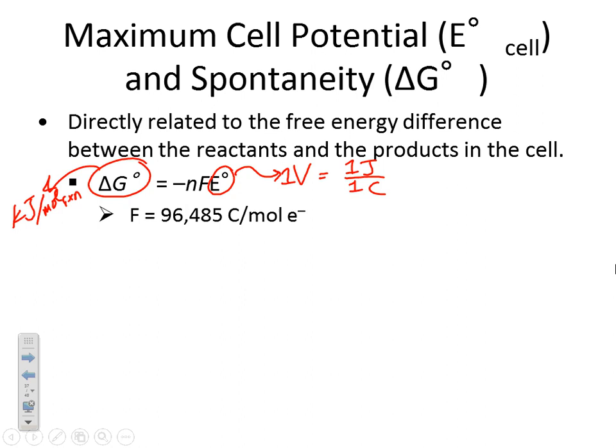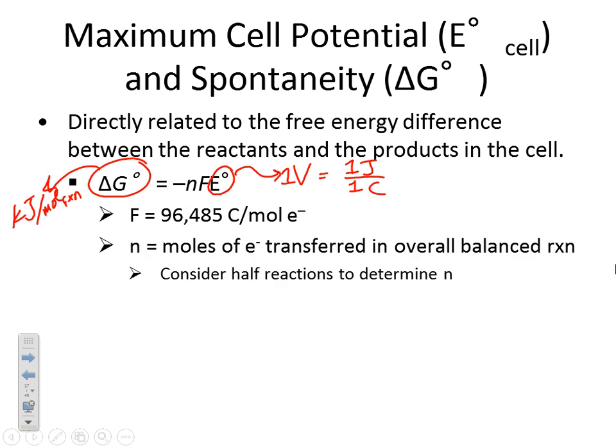What is n? Hopefully you remember that n stands for moles from PV equals nRT. In this case, n is not just moles of anything, it's moles of electrons, the moles of electrons that are transferred in the overall balanced equation. The way that you figure out n, if you don't have it explicitly given to you, is you have to consider the half reactions that are occurring in the overall balanced equation. If you separate it out and get the half reactions for this balanced equation, then you look at the coefficient for the electrons, and that's going to give you your n value.